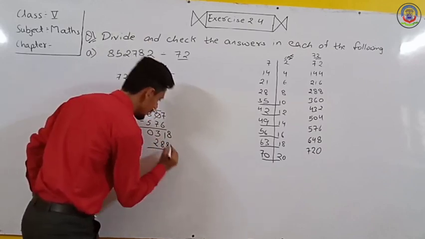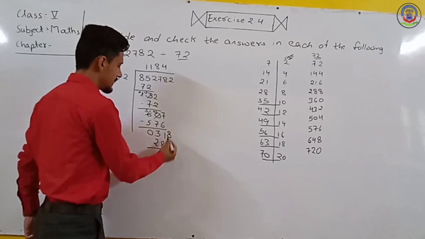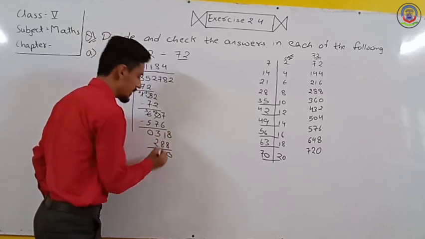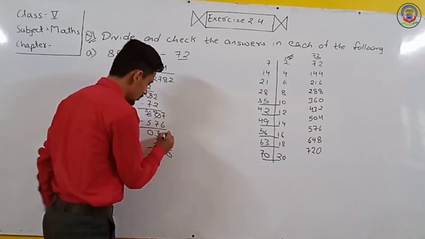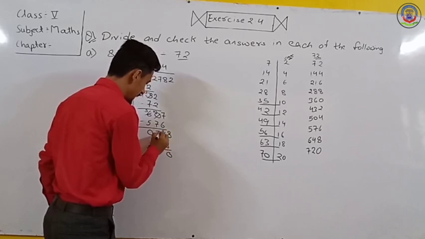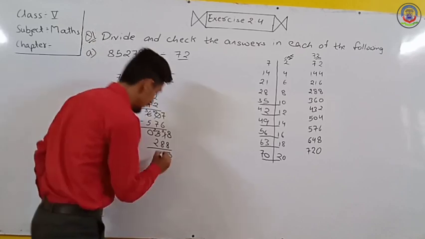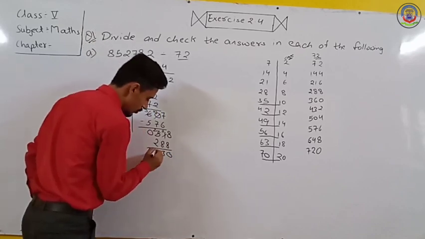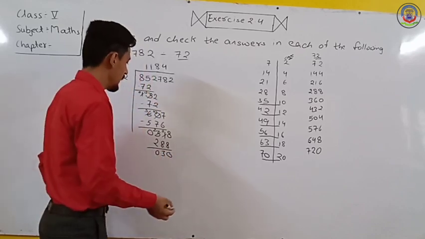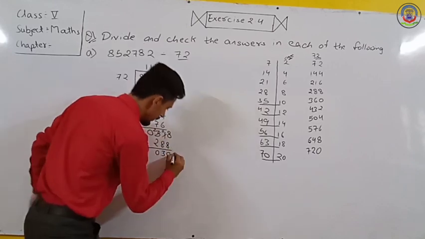288. Now we subtract this. 8 subtract 8 is 0. 1 subtract 8 is not possible. So we borrow 11 here and here 2. Now 11 subtract 8 is 3 and 2 subtract 2 is 0 and in last we take 2 here.